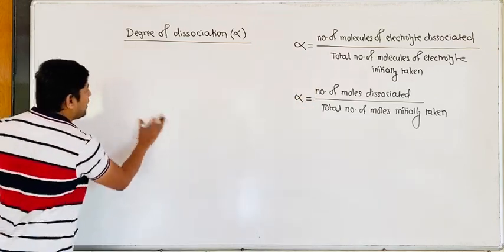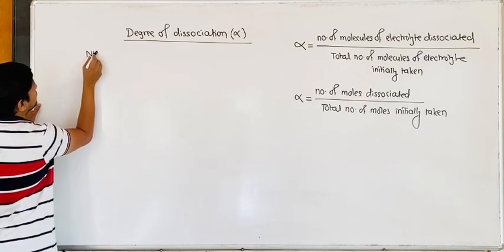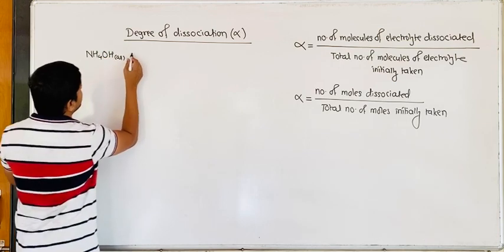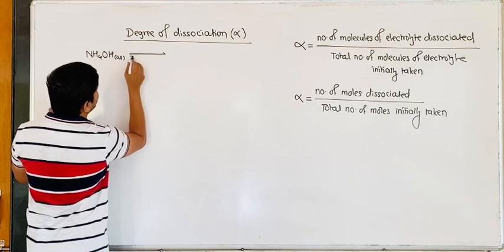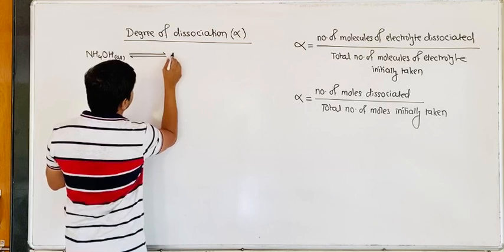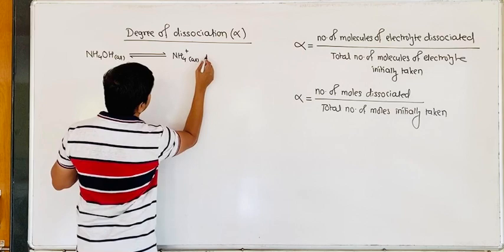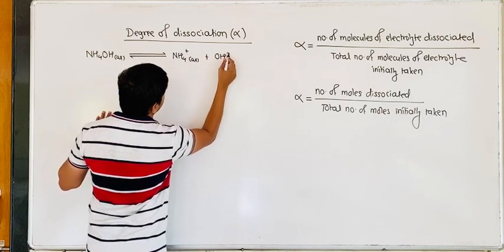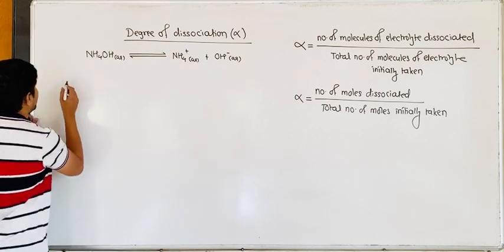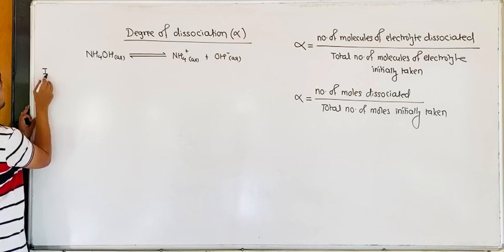Now consider an example of a weak electrolyte. Let's consider the weak electrolyte NH4OH. It is a weak base. It has a tendency to dissociate into its own ions. It is a reversible process. NH4OH dissociates in aqueous solution into NH4 plus aqueous plus OH minus aqueous. Now let's consider the start of the reaction, the initial condition at t equal to 0.